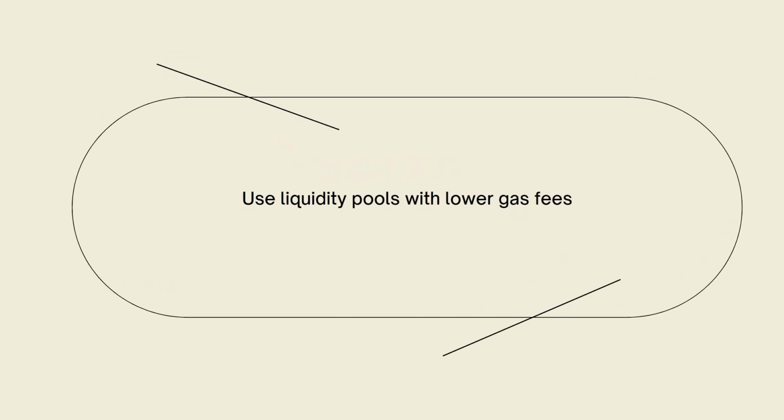Use liquidity pools with lower gas fees. Uniswap operates on a liquidity pool model where users provide liquidity to the pools and earn fees. Different pools may have different gas fees depending on the tokens involved. Explore different pools and compare the gas fees associated with each to find options with lower fees.